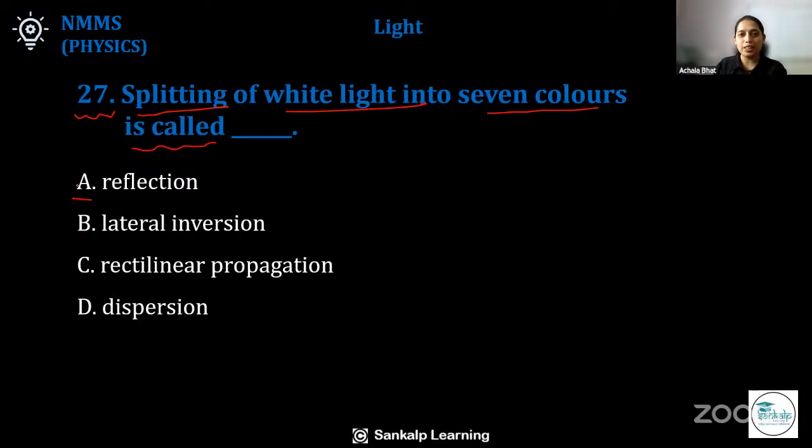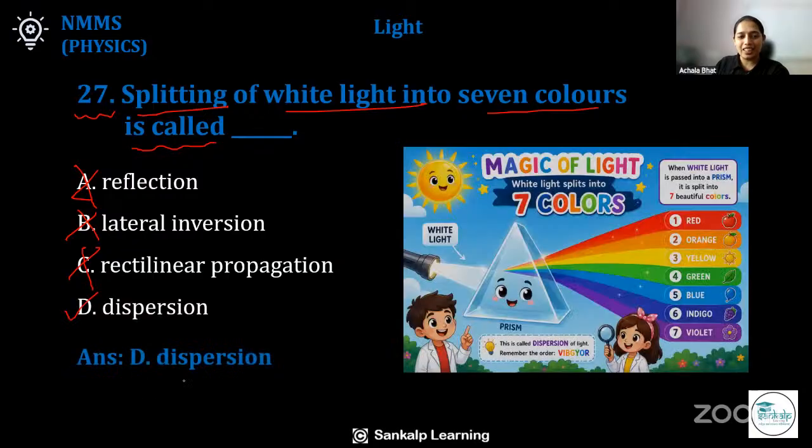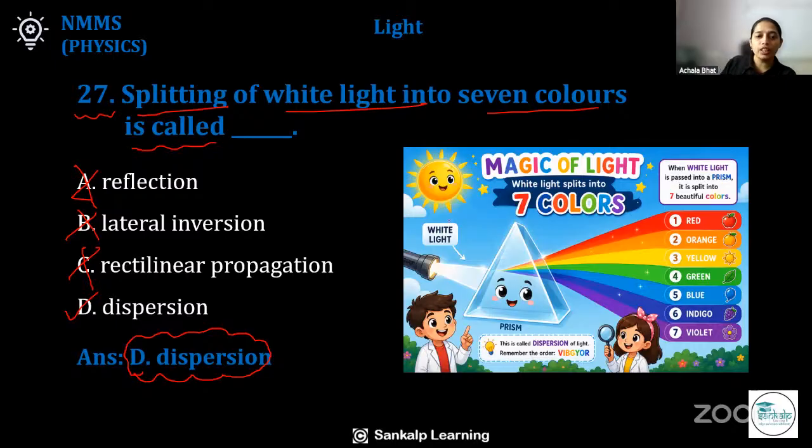No, reflection is nothing but bouncing back of light from any surface. This is not reflection. Lateral inversion, wrong. C, rectilinear propagation. Rectilinear propagation means light travels in a straight line, right? D, dispersion. Yes, D is the correct answer. This phenomenon is called dispersion.